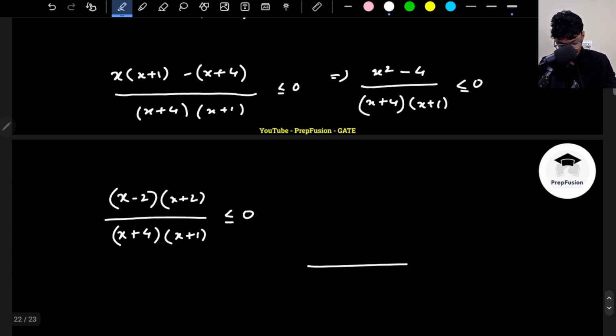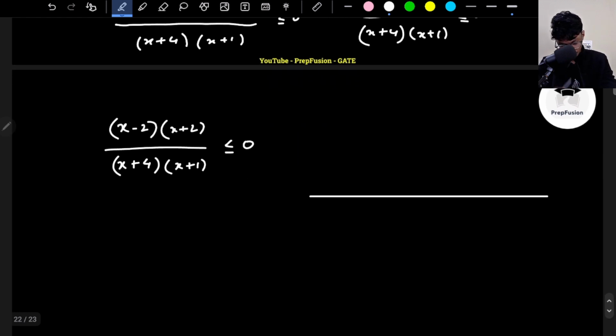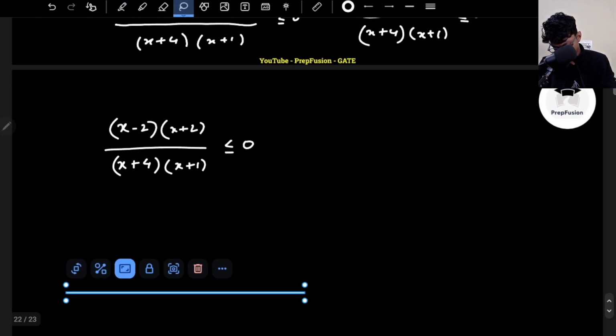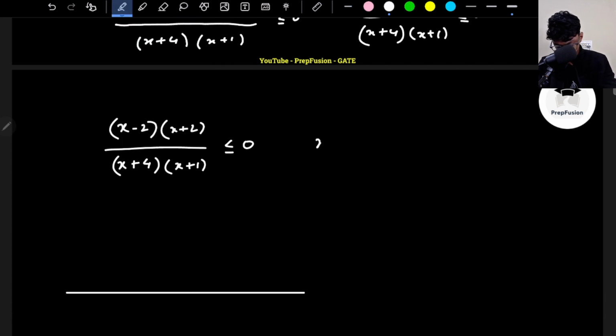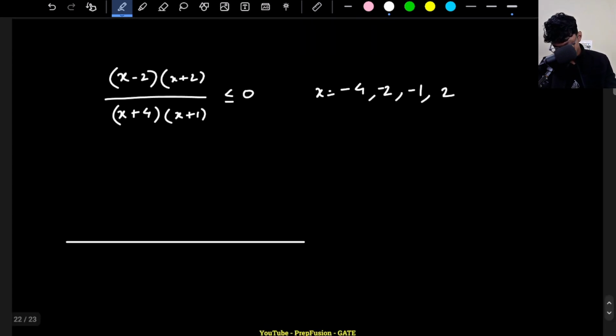So now again I will write the critical points. What are the critical points? The critical points are at x equals to minus 4, minus 2, minus 1 and 2. These are my 4 critical points, right? And which ones are not included? Minus 4 and minus 1 will be with hollow circle, because these are at the denominator, and plus 2 and minus 2 will be with closed circle, because these are at the numerator, and I have an equality sign here.